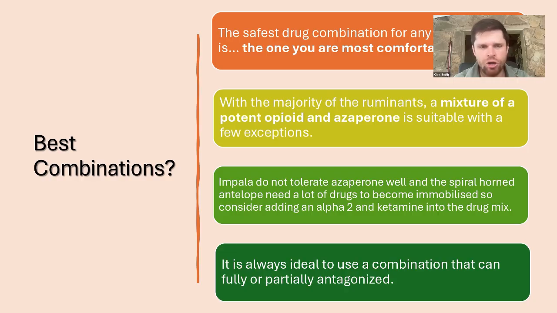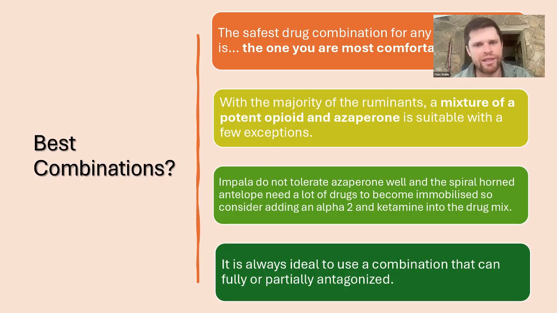But as an overall rule, with the ruminants, a mixture of a potent opioid with an azaperone is fairly suitable, and there are a couple of exceptions. One that we would immediately talk about is something like an impala. They do not tolerate azaperone as well. Again, a lot of what I'm talking about today is more anecdotal than peer-reviewed. Just by doing thousands and thousands of these animals, this is what we found: azaperone drops the blood pressure too significantly in impala, and unfortunately a lot of them will die under immobilization with azaperone. So just a potent opioid is okay for an impala.